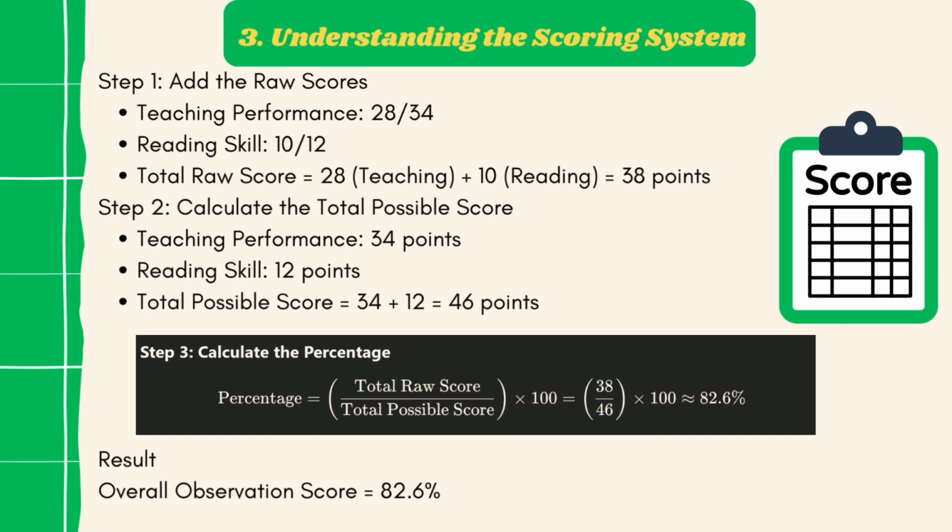Step 3. Calculate the percentage. This is the formula. In order to get the percentage, we need to take the total raw score divided by the total possible score, then times 100. So now let's see the calculation of the percentage. We take the total raw score of 38 divided by the total possible score of 46, then times 100, which is almost equal to 82.6%. Result: overall observation score equals 82.6%.